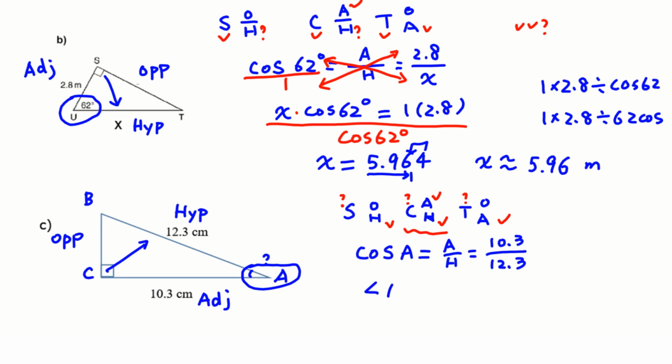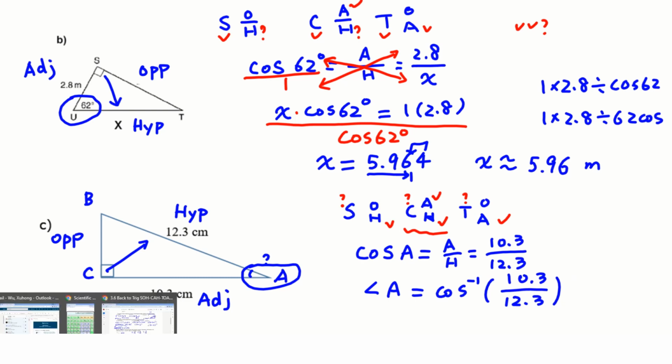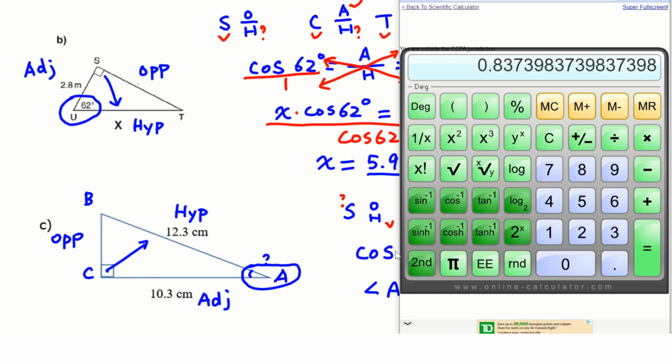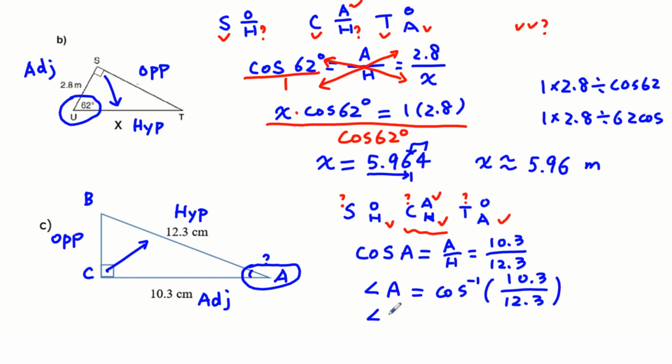Then for angle A, we move the cosine to the other side. Only when you are solving for an angle, you are going to do the inverse. So 10.3 over 12.3. Before, we got these ratios and checked the adjacent over hypotenuse on the trig table to find the angle. And now we are going to use a calculator to find it. So 10.3 divided by 12.3 equals, then we are going to do the second cosine. It's 33.133.